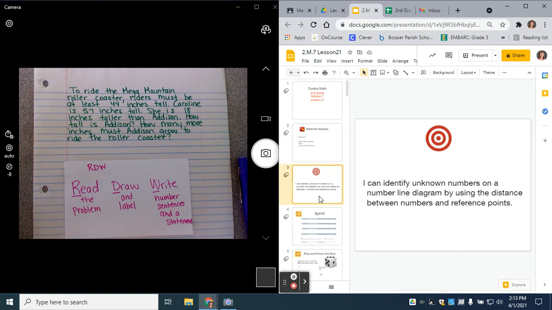All right, our focus today. I can identify unknown numbers on a number line diagram by using the distance between numbers and reference points.